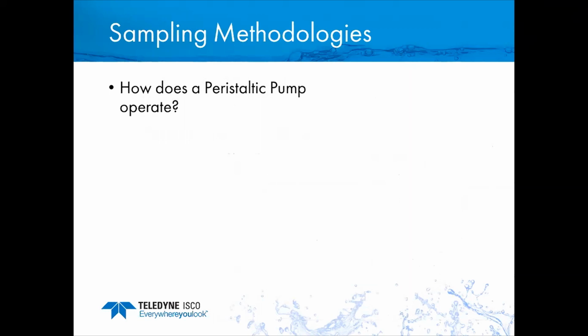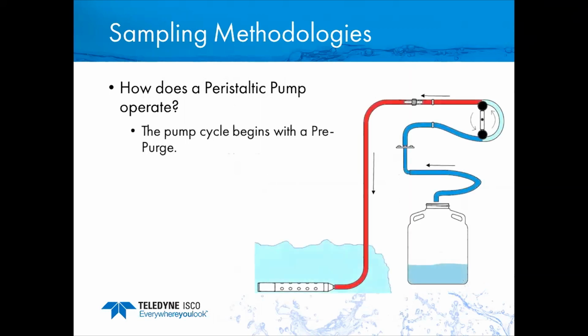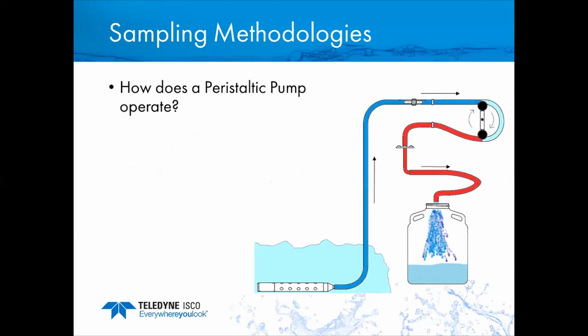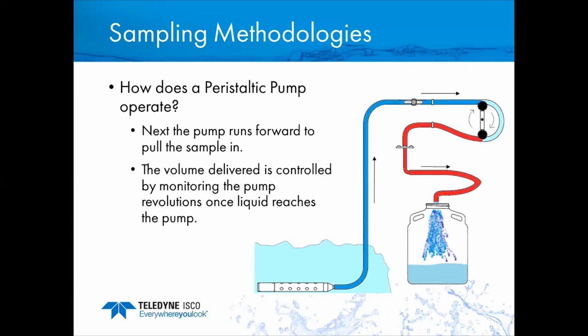So how does a peristaltic pump operate? The cycle will begin with the rollers rotating as drawn here in a counterclockwise measure to blow pressure back down the line to clear any residual liquid that may have migrated up in the line since the previous sample event. When that is completed, the pump will change direction and begin to create a vacuum in the suction line to draw the sample up and deliver it to the bottle.